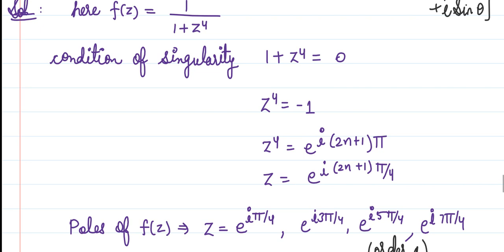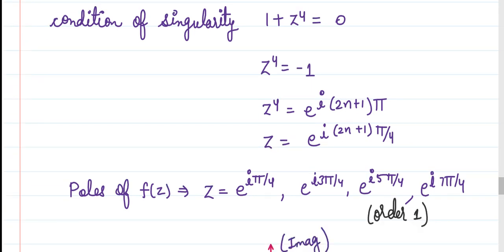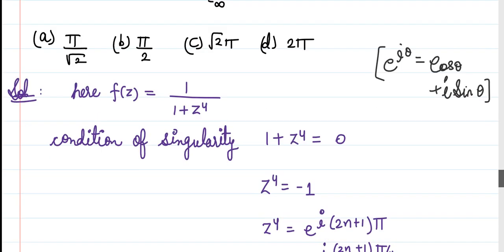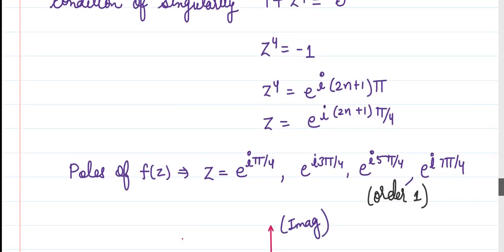So this is our condition of singularity. We are getting 4 values for z. Why? Because z to the power 4 means there will be 4 roots for this equation. By putting the values of n from 0 to 3, you are going to get e to the power iota pi by 4, e to the power iota 3 pi by 4, e to the power iota 5 pi by 4 and e to the power iota 7 pi by 4. All these are of order 1, because here 1 plus z to the power 4 is to the power 1. So all these poles are of order 1, and you can just find the residue at these poles.